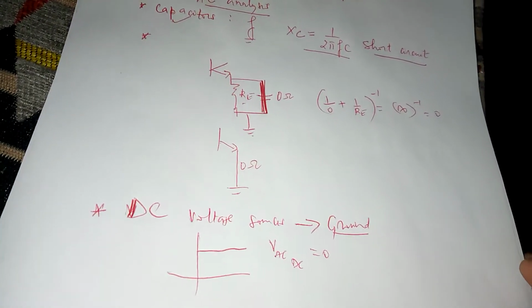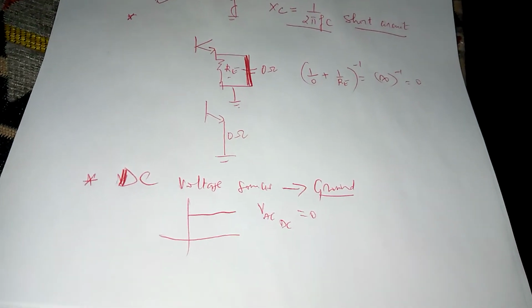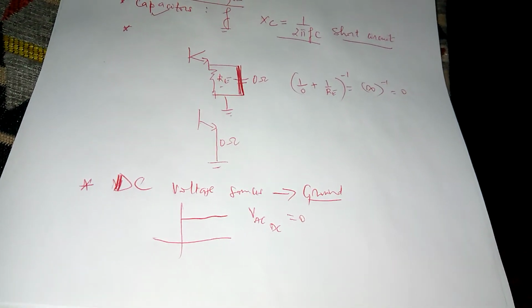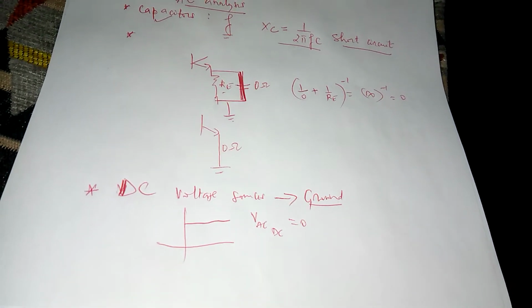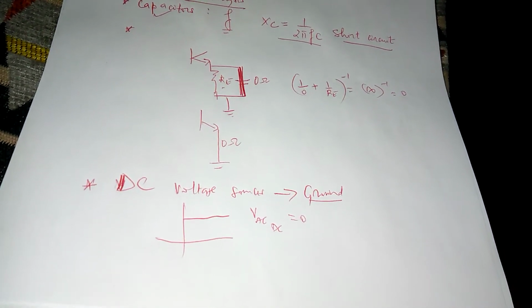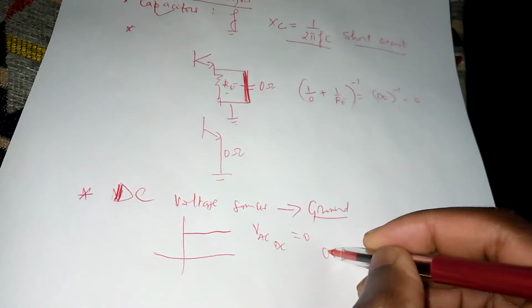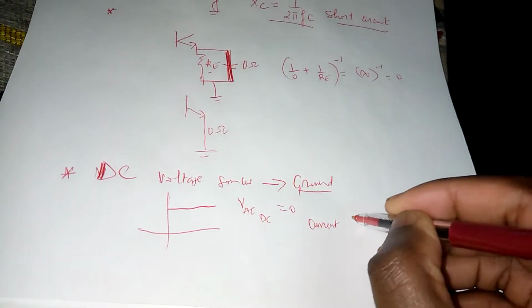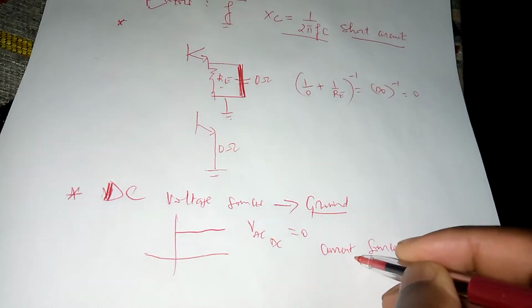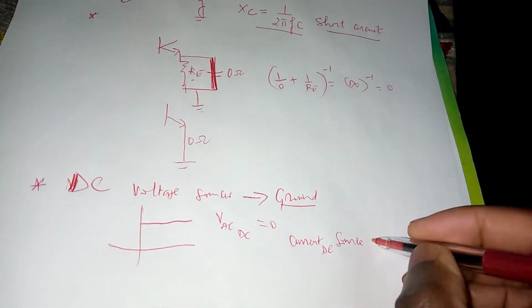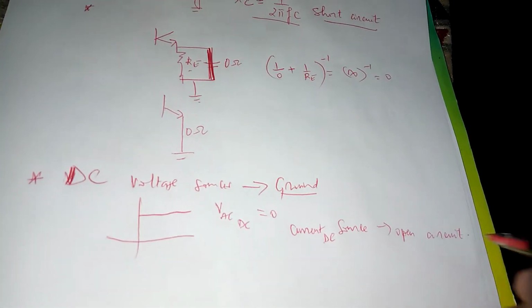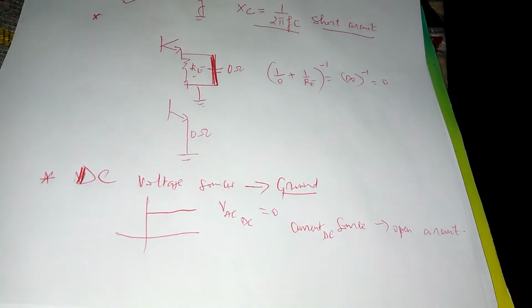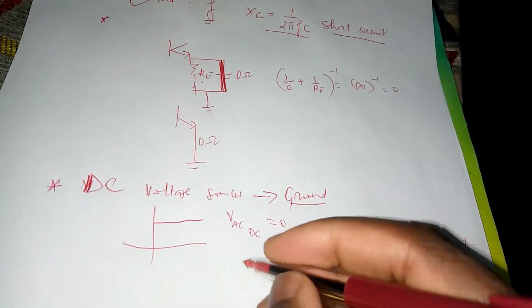The other thing is, although in this specific case of Electronics 2 we don't do amplifier circuits with current sources, normally your current sources would behave as open circuits. Current sources in AC, DC current sources, sorry, would behave like open circuits. So DC voltage sources behave like grounds. What is the implication of this?